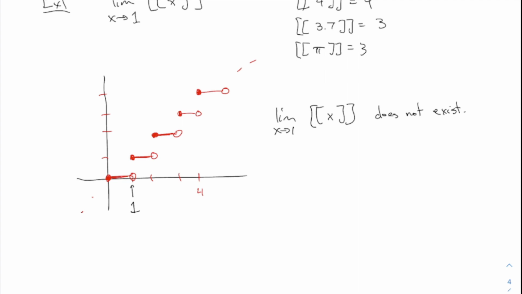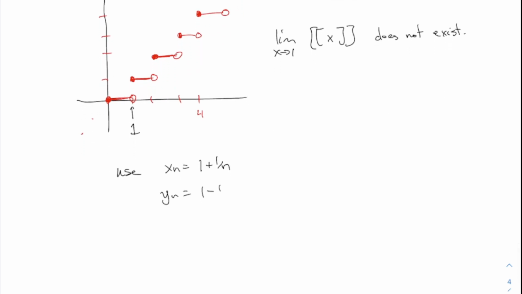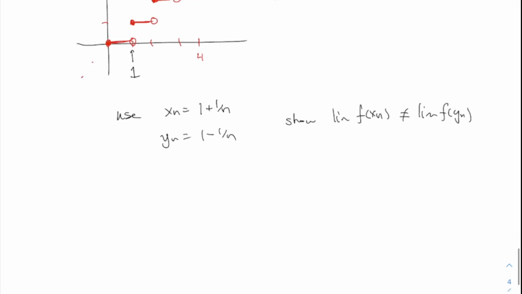So I'm going to use xn equals 1 plus 1 over n and yn equals 1 minus 1 over n. And I want to show that the limit of f of xn is different from the limit of f of yn, right? That's the idea. I expect one of these limits will be 0. The one on the left, the limit should be 0, but the one on the right, the limit should be 1. That's what I expect to happen. So I'm going to say, what about f of xn? This would be the greatest integer of 1 plus 1 over n.